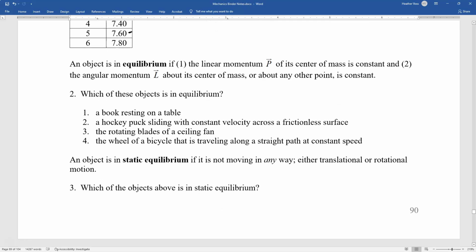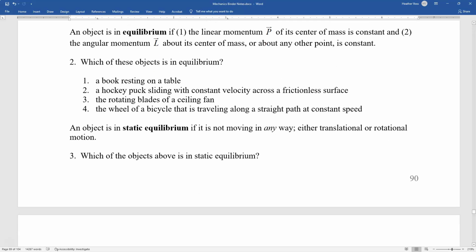So what does it mean for an object to be in equilibrium? We state that an object is in equilibrium if a couple conditions are met. The first of those is that the linear momentum of the center of mass is constant. That means that the acceleration is 0. That basically means that the net force is 0. The only way the linear momentum of the center of mass could be constant is if the velocity is constant. So net force would have to be 0.